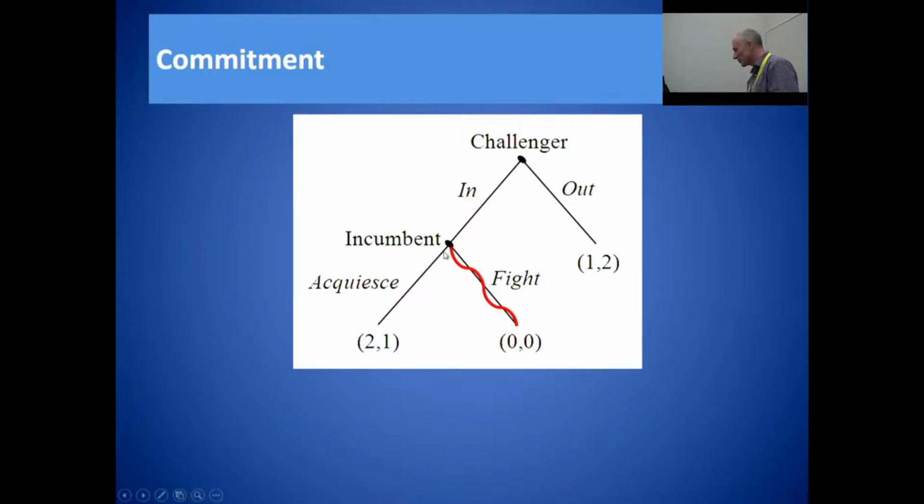Then we take that acquiesce as given. That's the optimal strategy. And then we move to the preceding round. This is where the challenger chooses out and gets a payoff of 1, or chooses in, knowing the incumbent will acquiesce and gets a payoff of 2. What would he rather, 2 or 1? Obviously 2. And so we know the challenger won't choose to stay out in the first round.